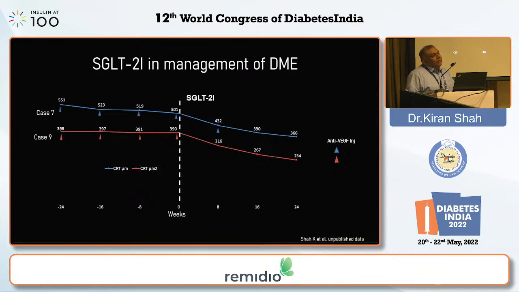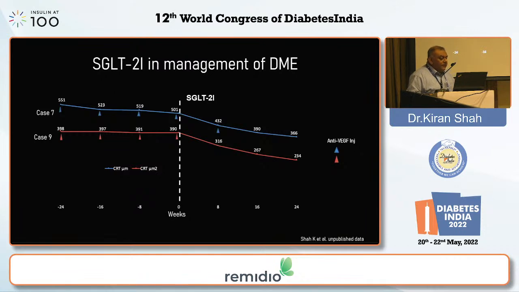So I'm not saying that an SGLT2 inhibitor is a replacement for anti-VEGF, no. But anti-VEGF is still the first line of treatment. If the number of injections is being reduced because of a particular treatment, why not use it? Per se, 30% of the patients who receive an anti-VEGF injection are resistant to this particular treatment, and there is no pharmacotherapy as far as diabetic macular edema is concerned. So why not use an SGLT2 inhibitor, and subsequently we saw improvement.